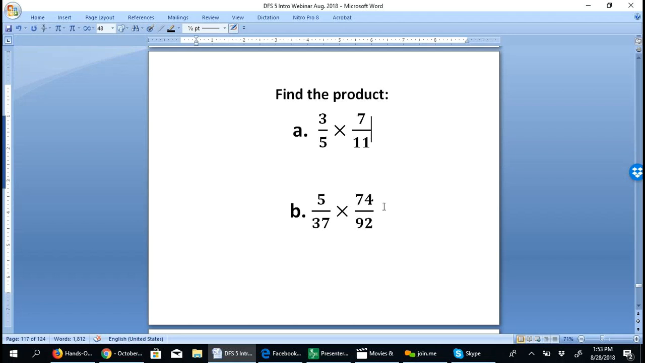Look at the second one. Mentally, what is 5/37 of 74/92? Notice that for the second example, if you have to multiply 37 by 92, that's a lot of work. 5 times 74.